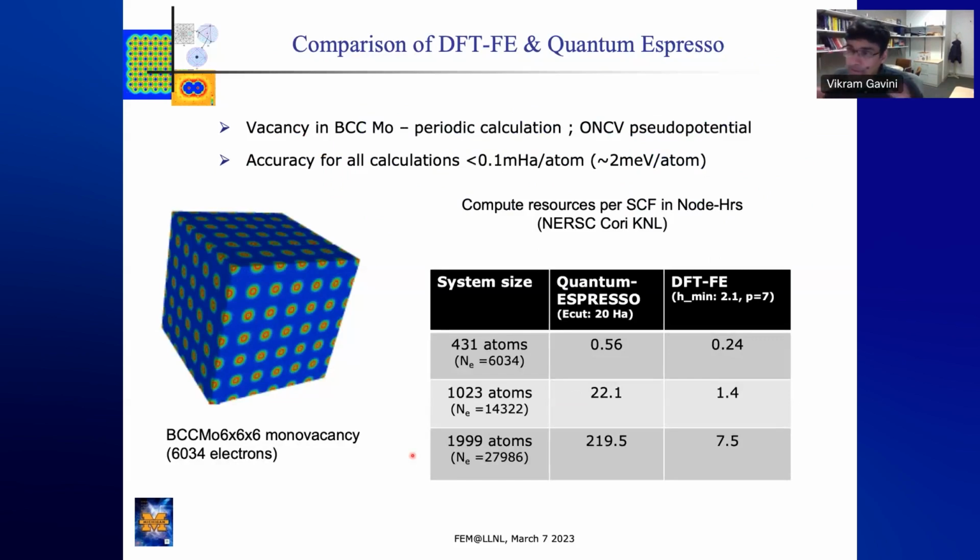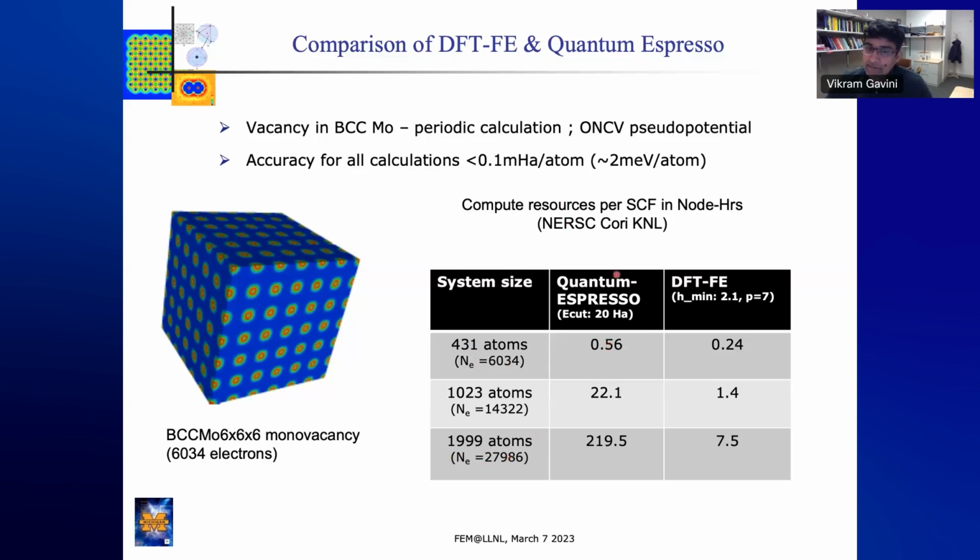So putting all these things together, we developed the DFT-FE code, which is an open source code. And here I'm providing some comparisons with Quantum Espresso, which is one of the widely used plane wave codes out there. And here as a benchmark system, I'm considering single vacancy in BCC molybdenum. And we're solving both the codes to the same level of accuracy, which is the chemical accuracy. And we consider various system sizes, cell sizes going from about 400 atoms all the way to 2000 atoms.